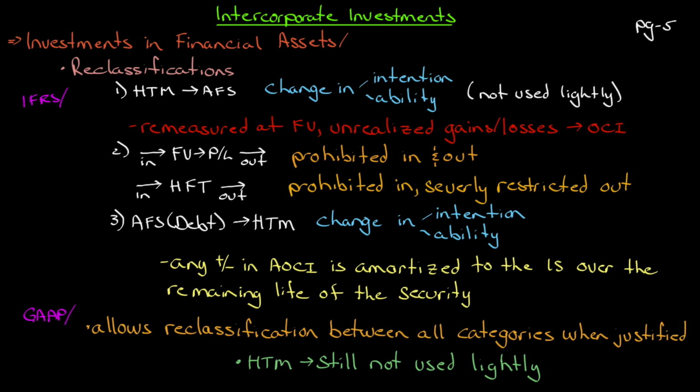But again, the same warning applies. If you do more than an insignificant amount of that, you lose the held to maturity category. So even though you could, it's not done lightly. If it is reclassified from held to maturity to available for sale, it's remeasured at fair value, and any unrealized gains or losses would go to OCI, because for available for sale, any unrealized gains or losses go to OCI, and it's carried at fair value.